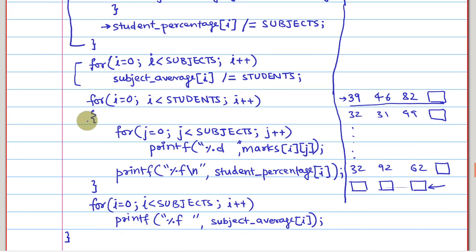And then we have this loop for printing in this particular format. So this outer for loop is for printing these rows one by one, and this inner for loop is for printing marks of each of the subjects, and percentage will be printed by this statement, right? And then this for loop is printing the subject averages. So with this our program is over.